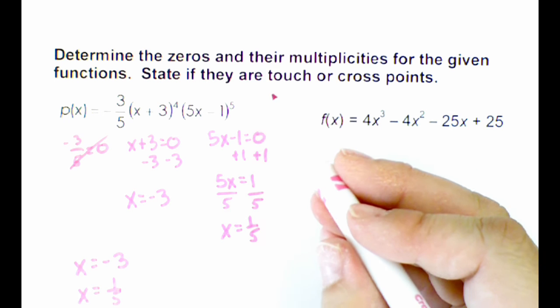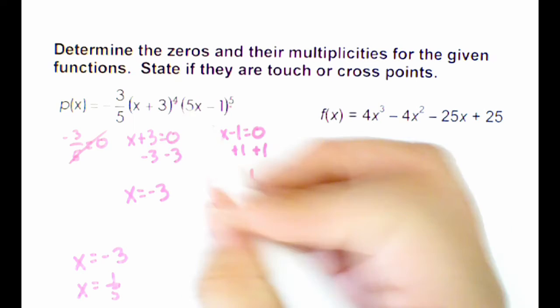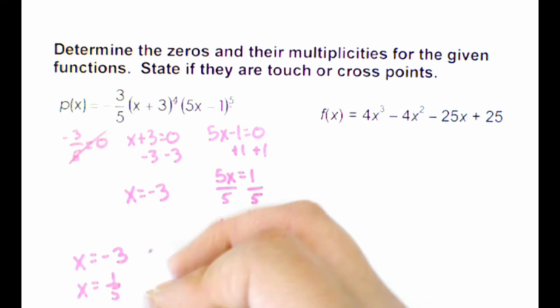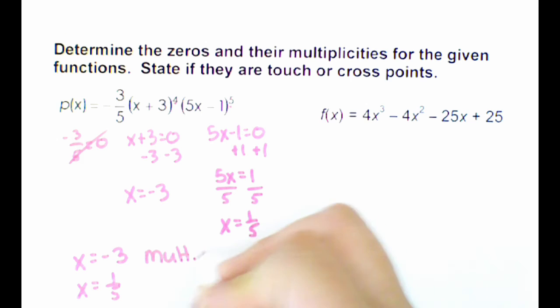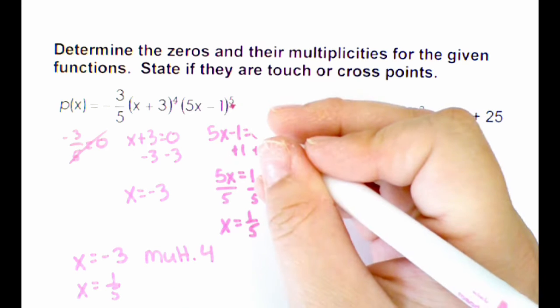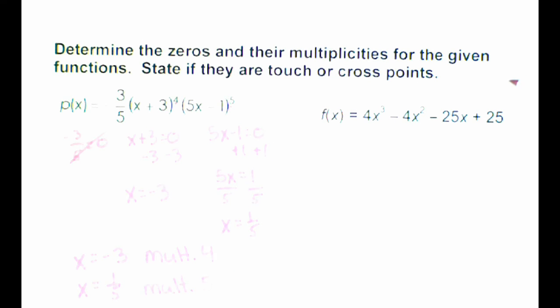But then we have to say their multiplicities. Their multiplicities are these exponents. X plus 3 gave me negative 3. It has an exponent of 4, so the multiplicity is 4. 5x minus 1 gave me the 1/5. It has an exponent of 5, so the multiplicity is 5. That determines touch or cross.